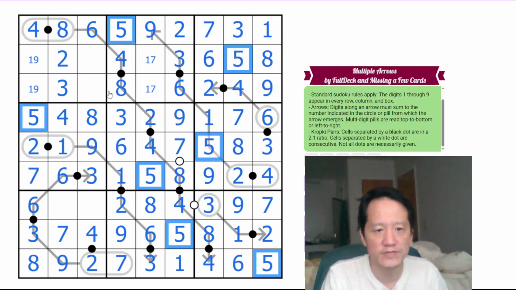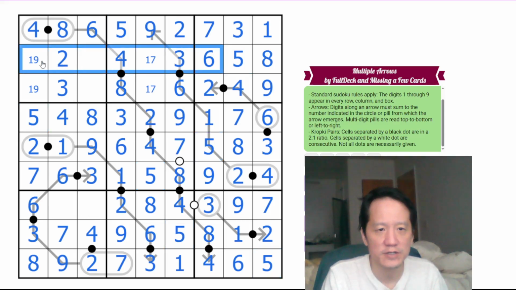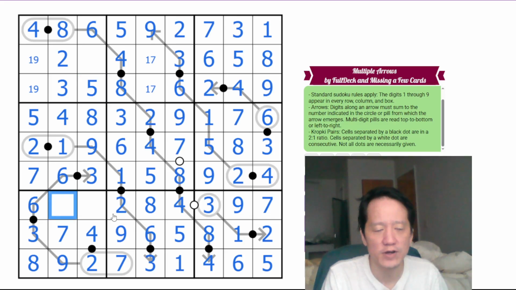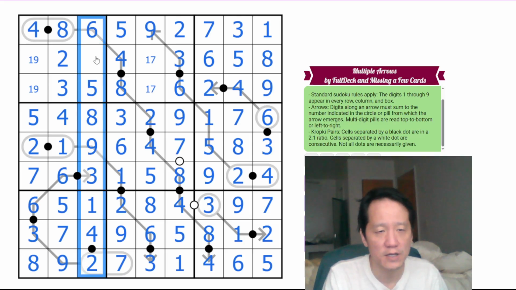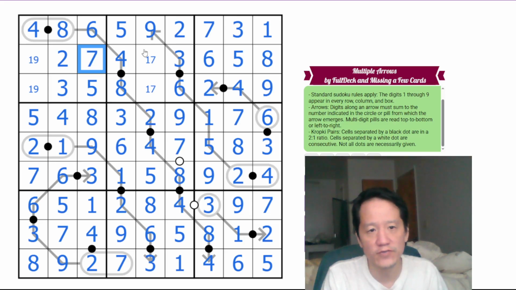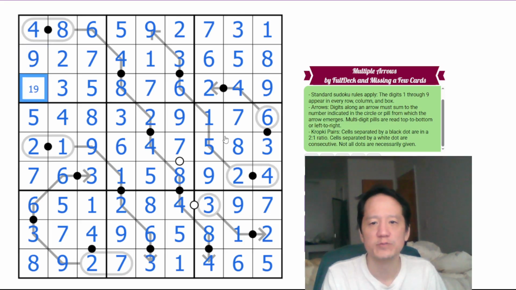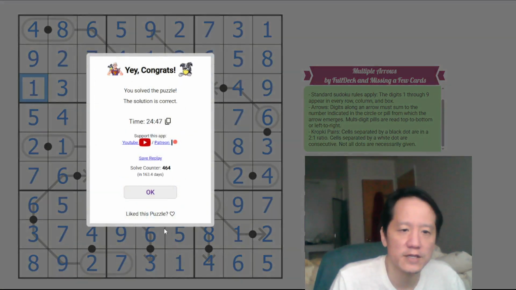We do know where the last 5 has to be because in this box, can't be here, can't be here, it must be here, and therefore that leaves a 5 here, which makes this a 1. Last remaining digit in column 3 is a 7, which makes that a 1, which makes that a 7. This 1 makes that a 9, which makes that a 1. And that's how you solve it.